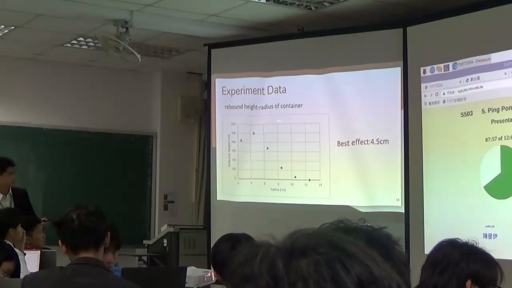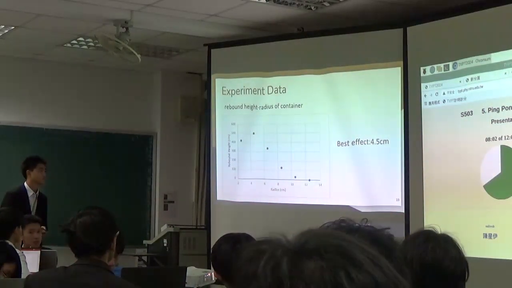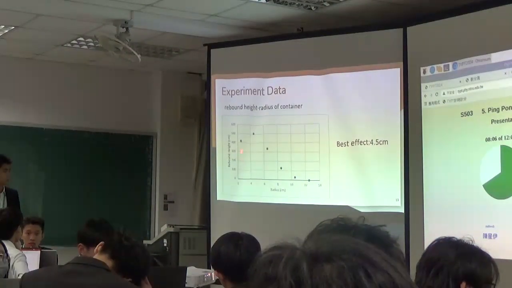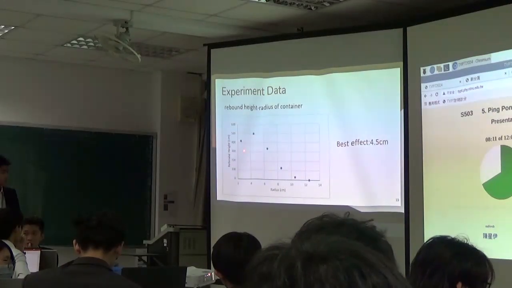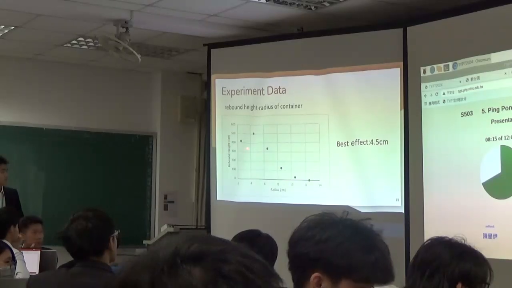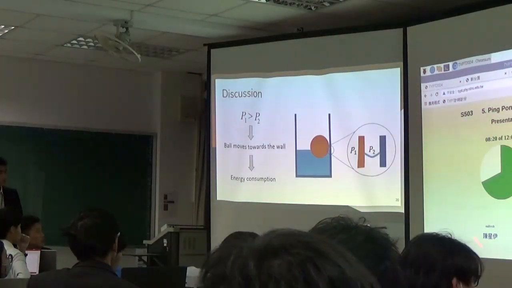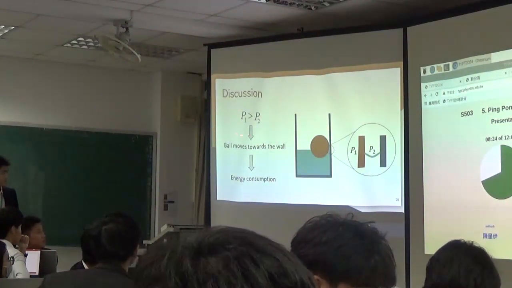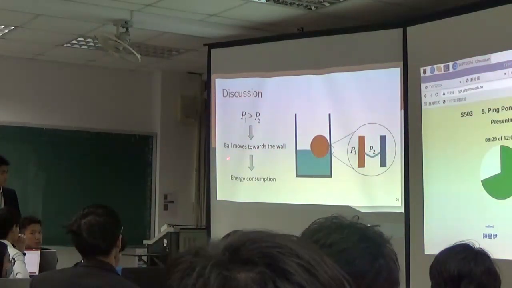And it generally shows a negative correlation, because the bigger the cross-sectional area is, the bigger the water surface is, which causes more energy consumption. But noticing that there's data that doesn't follow this trend, because when the radius is too small, because of pressure difference, the ball moves towards the wall, which also results in energy consumption.